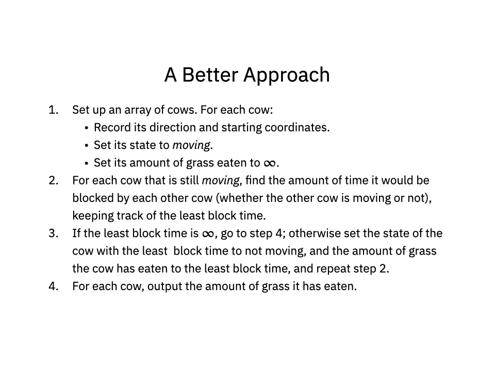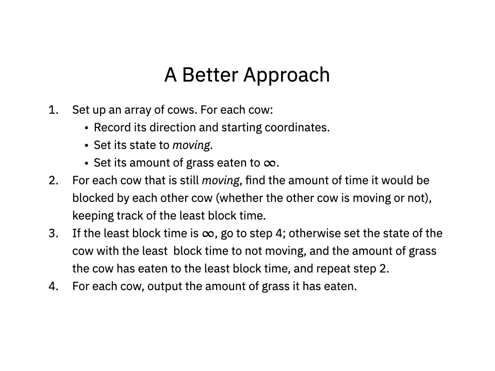So putting this together, we can solve the problem along these lines. We forget about modeling the field and instead only model the cows. For each cow, we need to keep track of its starting position, direction, whether it is still moving, and how much grass it has eaten. Initially, each cow has the potential to go on forever, so we'll set the amount of grass eaten to infinity and set its state to moving.